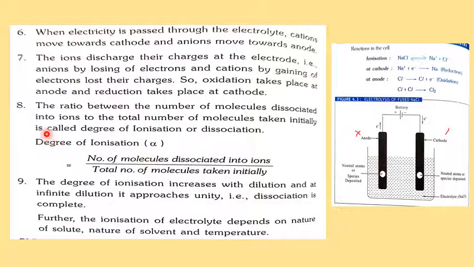Next, the ratio between the number of molecules dissociated into ions and the total number of molecules taken initially is called the degree of ionization or dissociation. Degree of ionization alpha equals the number of molecules dissociated into ions divided by the total number of molecules taken initially. The degree of ionization increases with dilution. At infinite dilution, it approaches unity, which means dissociation is complete. Further, the ionization of an electrolyte depends on the nature of solute, nature of solvent and temperature.